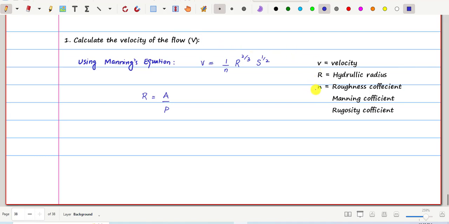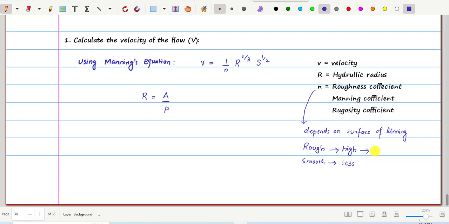And this n depends on the surface of lining, right? What this means is that either your surface is rough or smooth. We have discussed this earlier. If your surface is rough, then the value of n is going to be high. We discussed this same thing in Kennedy's theory too, when we used Manning's equation to find the velocity. If the surface of lining is smooth, then the value is going to be less.